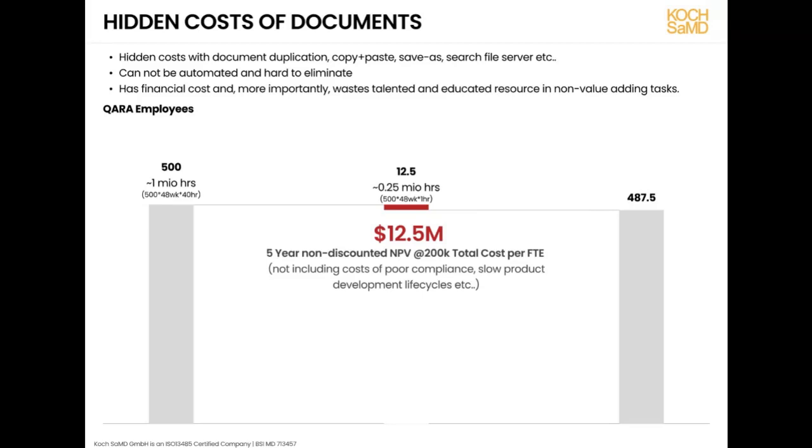There's a few things you need to do to change in your organization to get it, but there's a big win. And if you look at it, on a 5-year non-discounted NPV, assuming total overhead costs are about 200,000 per employee, you're looking at 12.5 million over 5 years. What's that? About 2.25 million per year of potential efficiency savings.